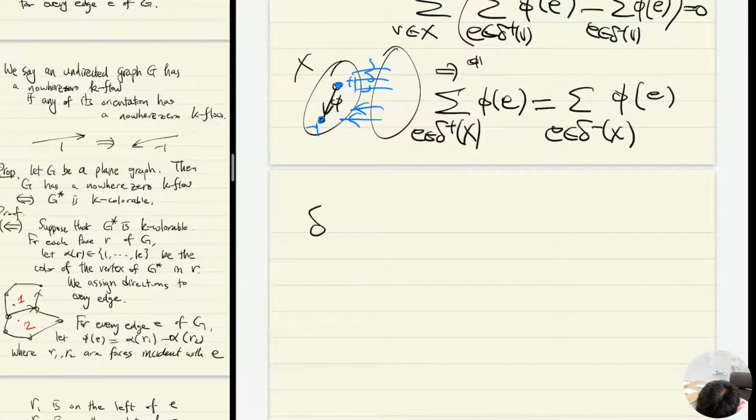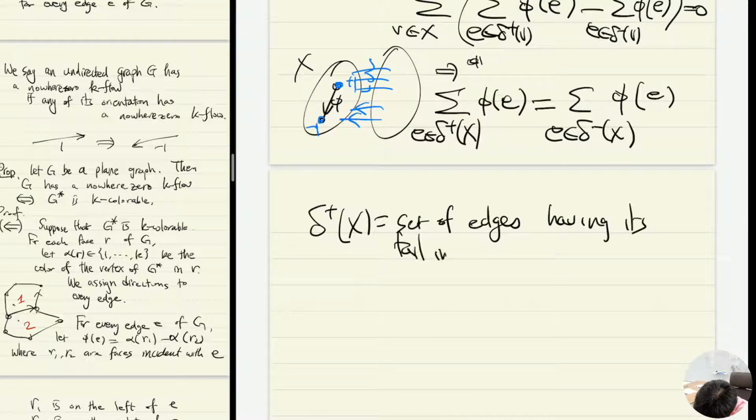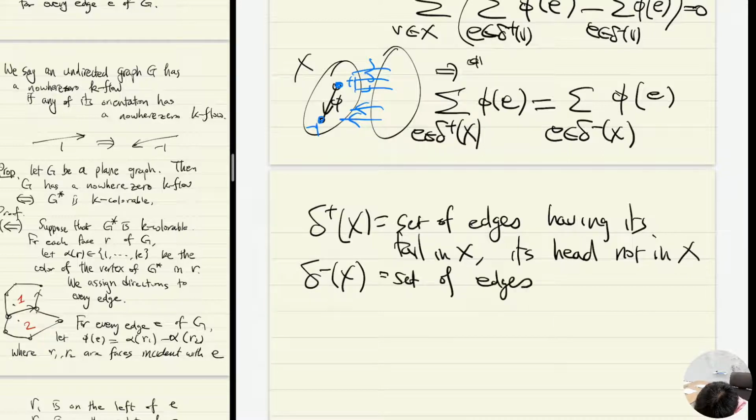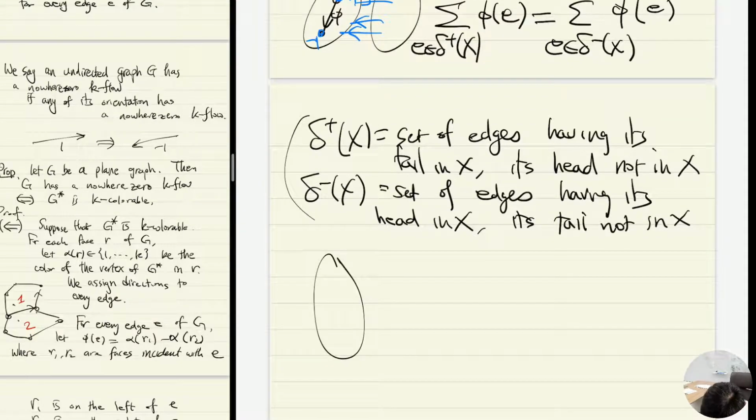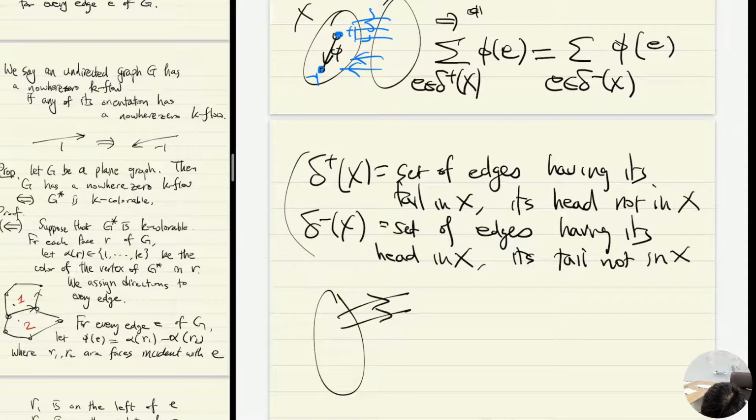Okay, well, delta plus X is the set of edges having its tail in X, its head not in X. Delta minus is the other set of edges having its head in X, its tail not in X. So whenever you have a circulation, the sum of this thing is equal to the sum of this thing. So the sum of edges going out of some fixed set X is equal to the sum of edges coming in.